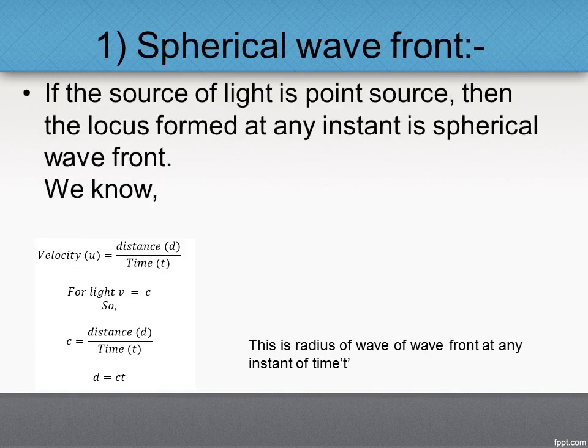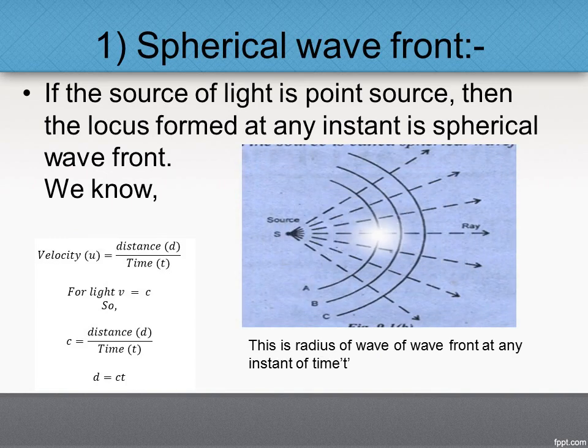Spherical wavefront. If the source of light is a point source, then the locus formed at any instant is a spherical wavefront. Now we know that velocity is equal to distance upon time, and for light we take v equals c. So c is equal to distance d upon time t. From this equation, d is equal to ct. This is the radius of the wavefront at any instant of time t.